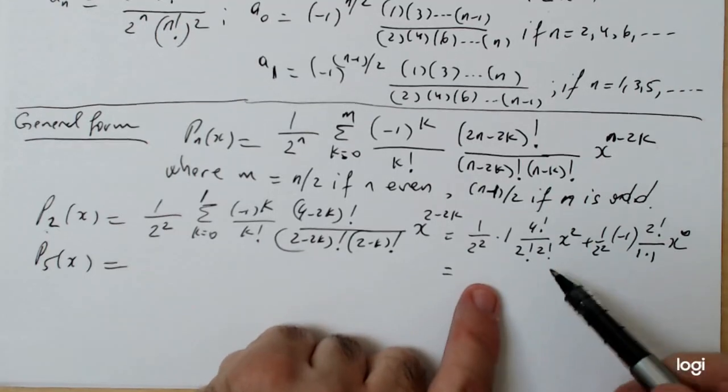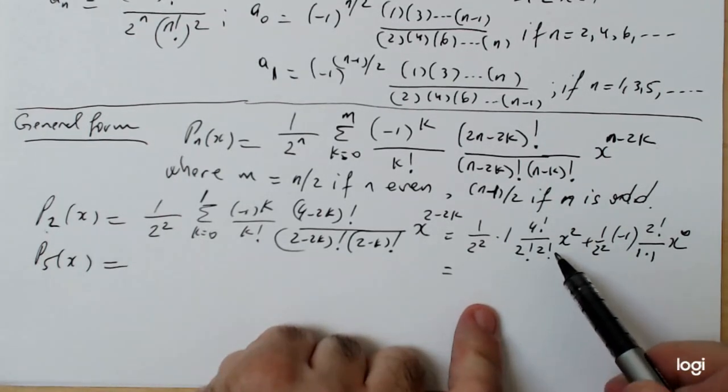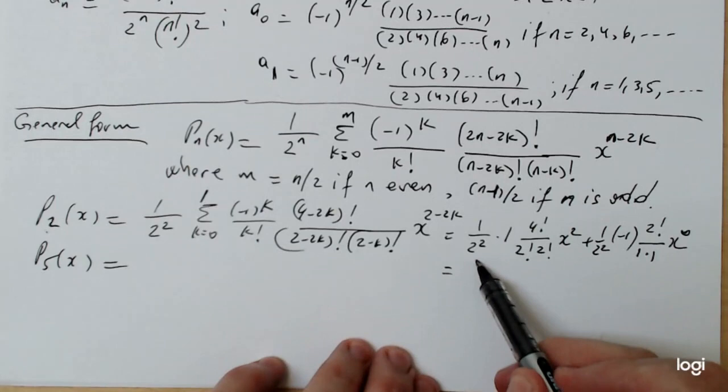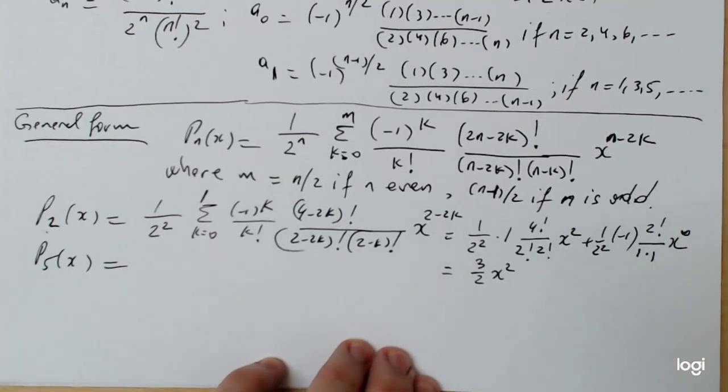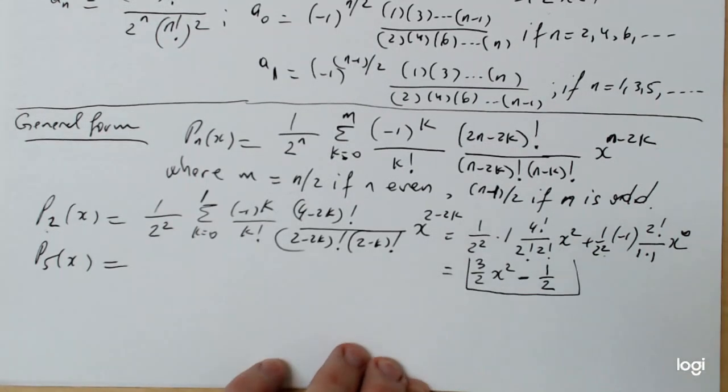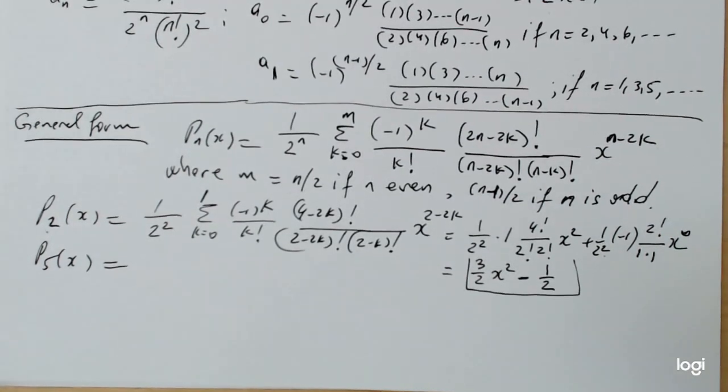Let me see if I can simplify it a little bit. 4 factorial, let me do it separately just a second: 1 times 2 times 3 times 4, divided by 4 and times another 4. That's 3 over 2. So that's 3 over 2 x squared. And this is 2 factorial, which is 2 over 4. That's minus 1/2. So 3 over 2 x squared minus 1/2 will be the Legendre polynomial of degree 2.